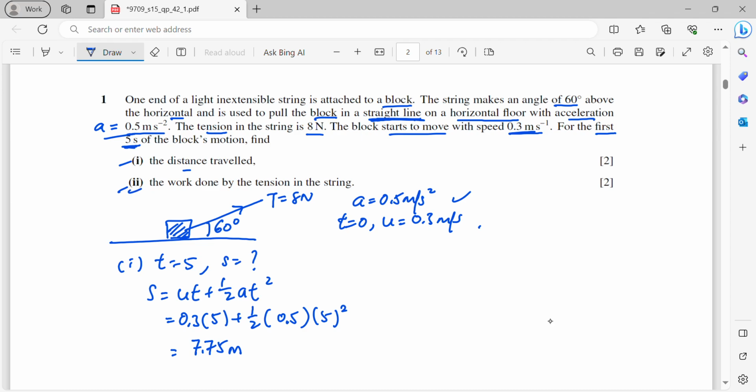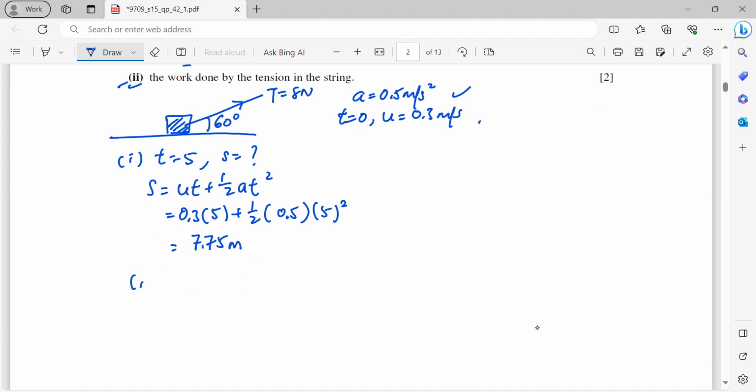Now, second part, the work done by the tension in the string. The work done formula is basically Fs. So now I need to find what is the F. Because the block is moving horizontally, and the s is 7.75 meters, the F must be in the same direction as the s.